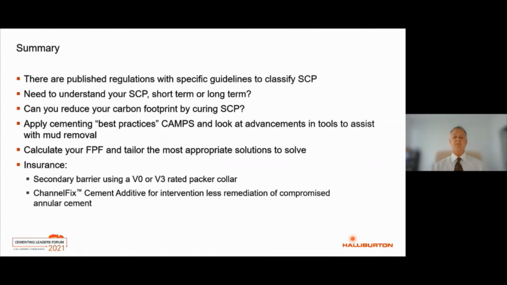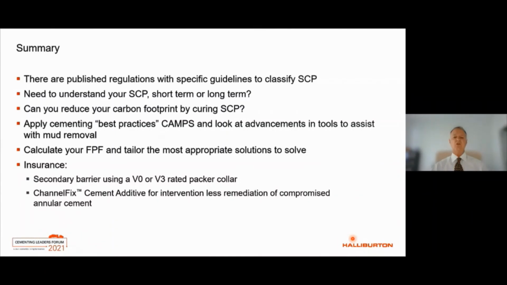Apply cementing best practices, CAMPS, which is centralization, annular fluid velocity, mud properties, pipe movement, and spacer design, for high fluid efficiency and mud filter cake removal, in combination with advancements in annular compression set packer tools for an additional annular mechanical barrier. Calculate the flow potential factor and tailor the slurry design using the most appropriate solutions for the category calculated.